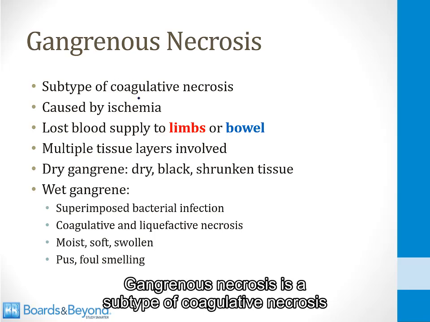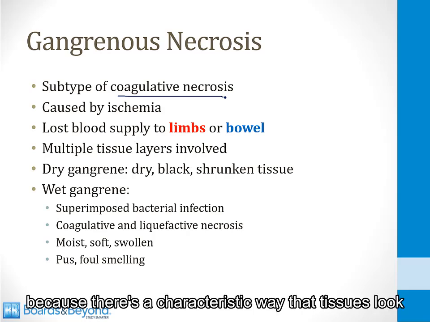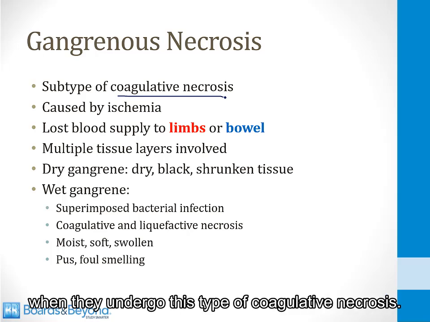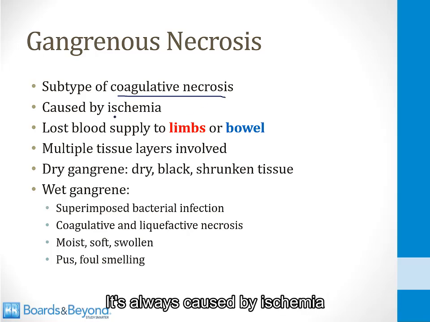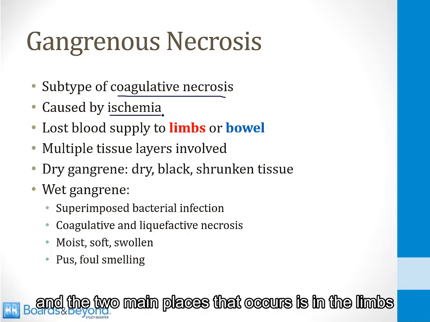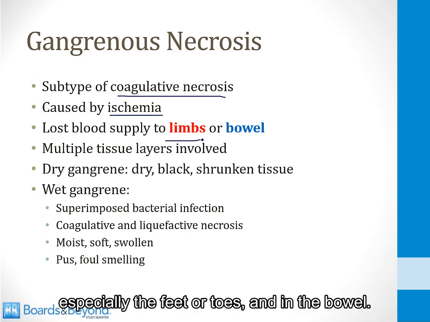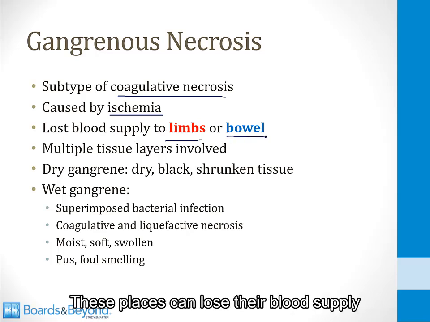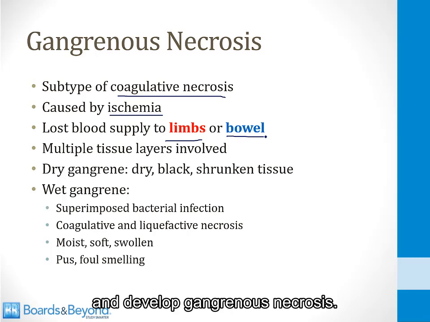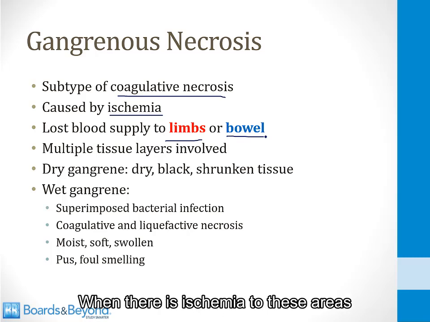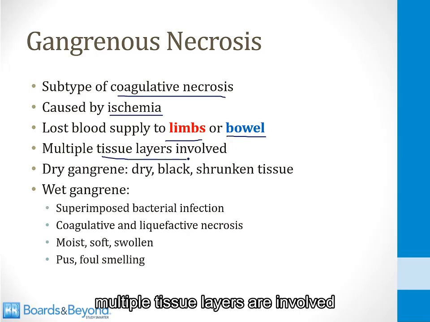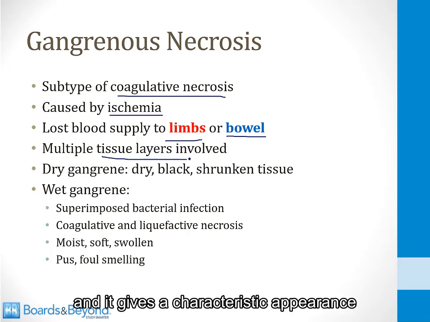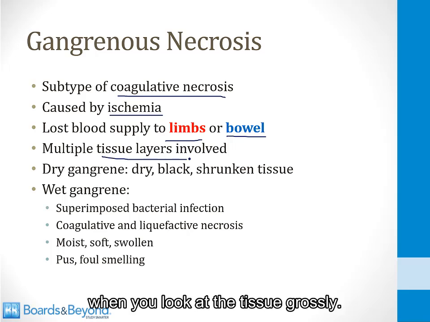Gangrenous necrosis is a subtype of coagulative necrosis, but it gets its own name because there's a characteristic way that tissues look when they undergo this type of coagulative necrosis. It's always caused by ischemia, and the two main places it occurs is in the limbs, especially the feet or toes, and in the bowel. These places can lose their blood supply and develop gangrenous necrosis. When there is ischemia to these areas, multiple tissue layers are involved, and it gives a characteristic appearance when you look at the tissue grossly.